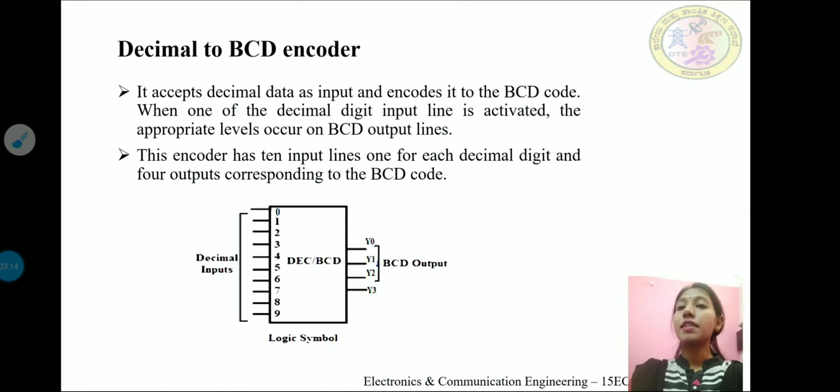When one of the decimal digit input lines is activated, the appropriate level occurs on the output lines. So when one of the decimal input lines is active, the BCD equivalent code will be obtained on the output lines. This encoder has 10 input lines, one for each decimal digit, and 4 output lines corresponding to the BCD code, and hence it is referred to as a 10 line to 4 line encoder.